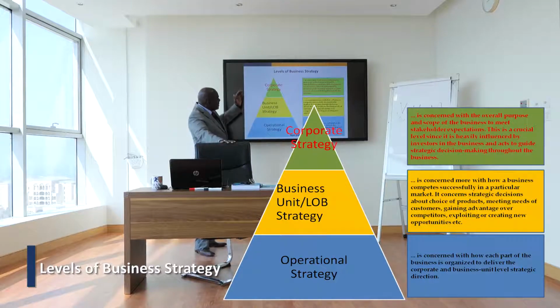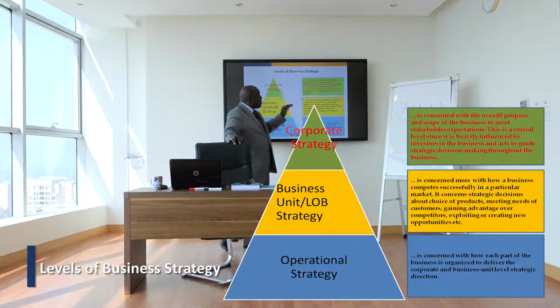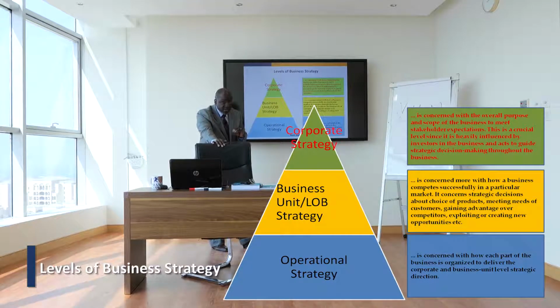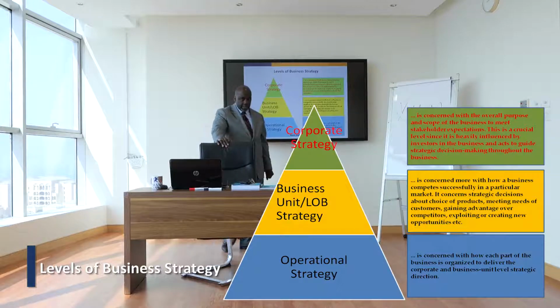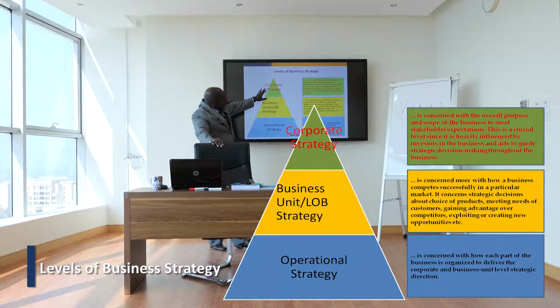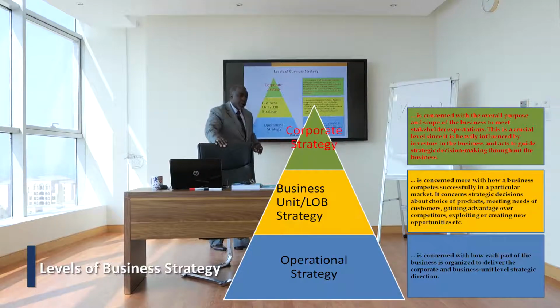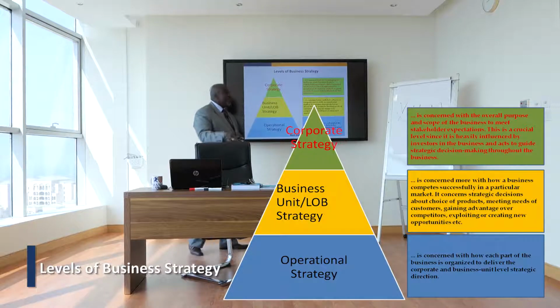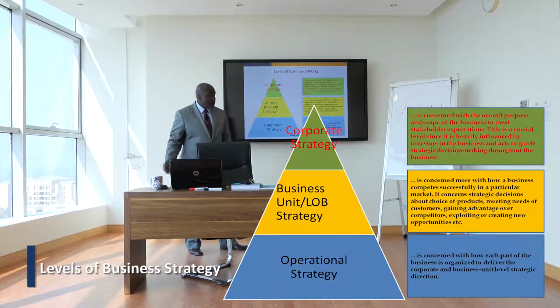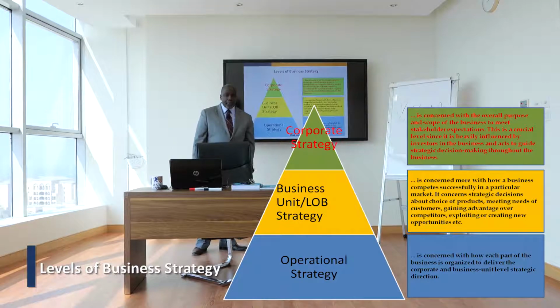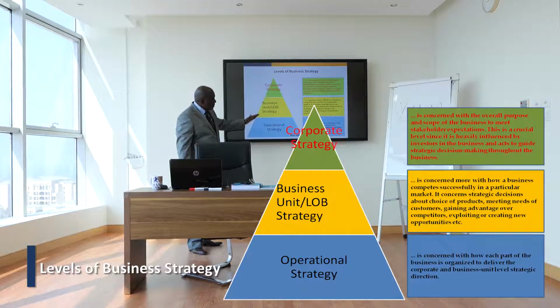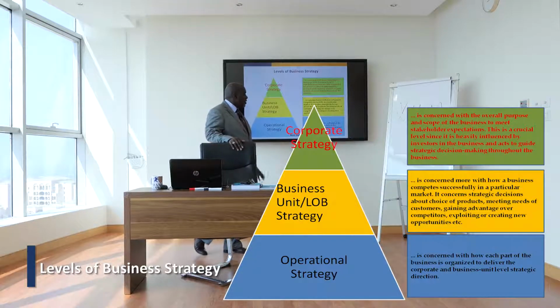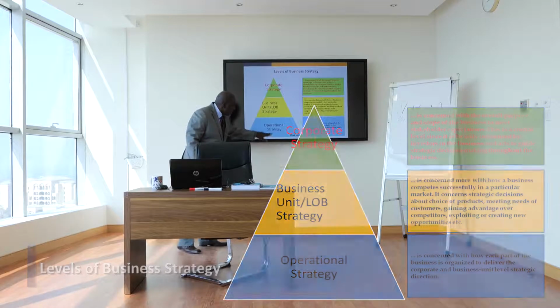The next level is the business unit or a level of business strategy. It's concerned more with how the business competes successfully in a particular market, right? Corporate is overall. The business level is how we're going to work in this particular business. So it talks about choice of products, meeting the needs of the customer, gaining advantage over our competitors, creating new opportunities. That's at the business level. Then it is rolled down to the operational level, concerned with how each part of the business is organized and delivered.